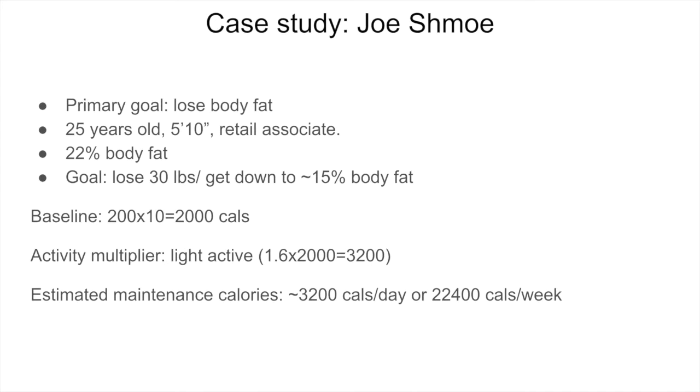So we're going to use the equation for both of these individuals just to make it easier to estimate their maintenance calories. The baseline multiplier for Joe would be 200 pounds times 10, so that gives us 2,000 calories as a baseline. Light active multiplier of 1.6 times 2,000 equals 3,200 calories, so his estimated maintenance calories are going to be around 3,200 calories per day or 22,400 per week.